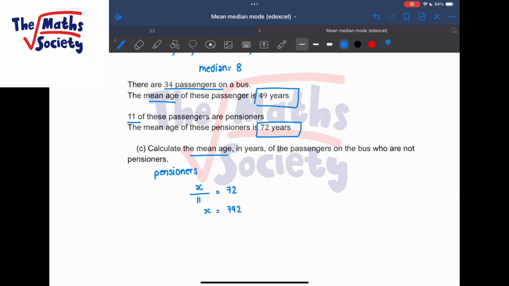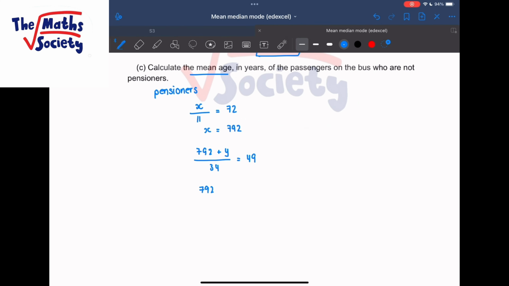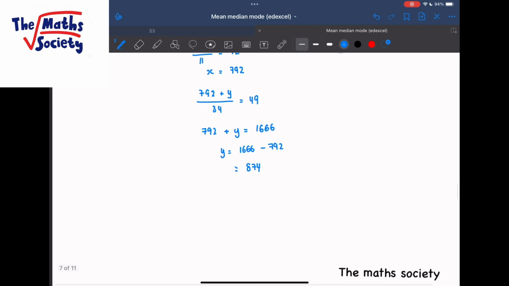And then we know that there are 34 passengers on the bus, mean age is 49, so let's have a look. 792 plus y, because we don't know the total ages of the other passengers, so that's going to be y divided by 34, but we know that the mean is 49, so it will be 792 plus y equals, when you multiply them, 1666, where y, if you do 1666 minus 792, y will be left with 874. So we need to know the mean age in years of the passengers who are not pensioners. We want to know the ones that are not pensioners, yeah?